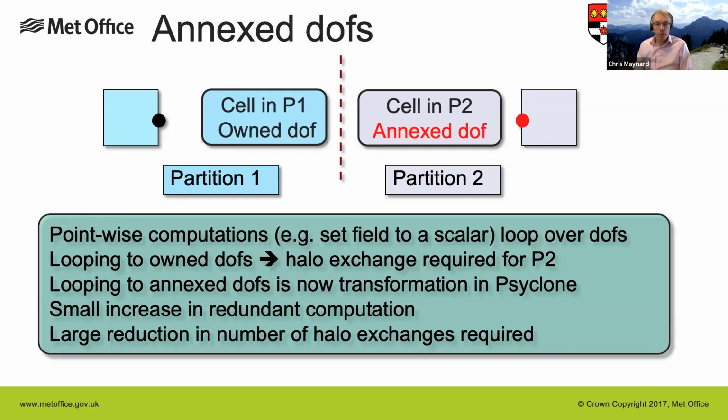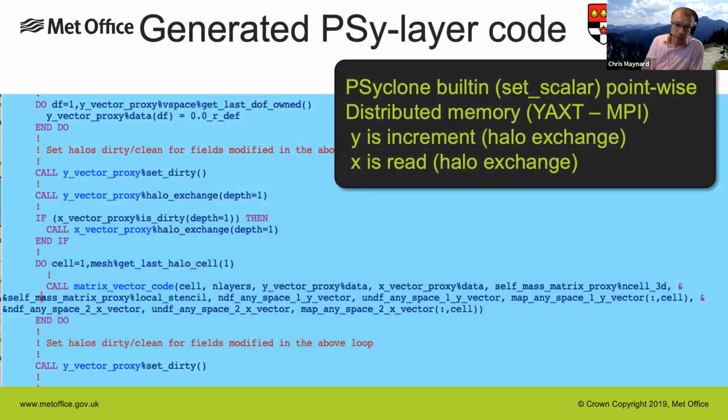If we do redundant computation and loop over the annex DOFs, which we can do as a transformation in Cyclone, there's a small increase in the amount of redundant computation we do, but a large reduction in the number of halo exchanges. So again, we can see that if we look at the code. This is generated PSyLayer code. Cyclone has something called a built-in, which can generate the code for setting something to a scalar. So for the distributed memory, the halo exchange calls just go down to MPI. Y is increment, so it must be halo exchanged. X is read, so it also needs a halo exchange before we call the kernel, the matrix vector code down here. And you can see there's a halo exchange for both of them.